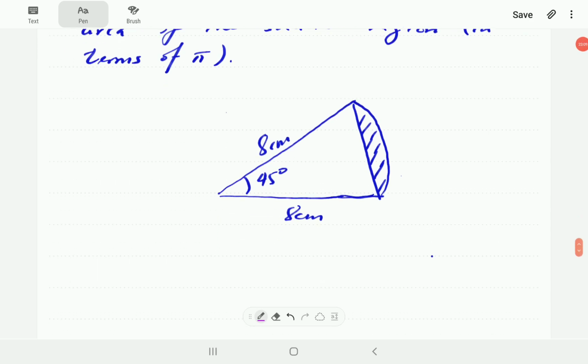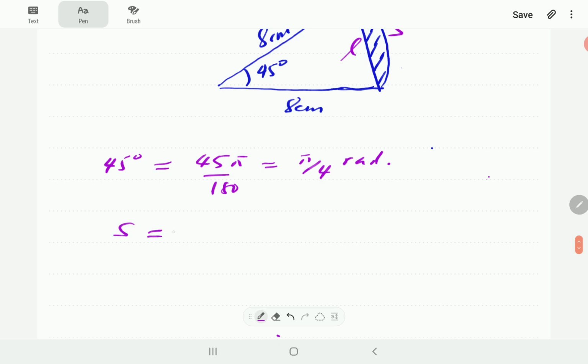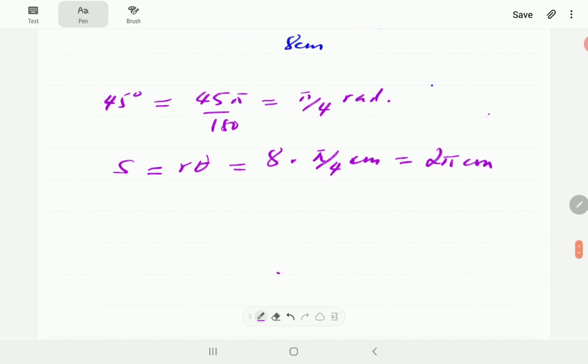Alright, so let's work through this. For the perimeter, I've called this side L. Obviously this side is the arc length. We're going to start by converting 45 degrees to radians. So we multiply by pi and divide by 180. So it's going to be pi over 4 radians. So the arc length, which is simply r times theta, is 8 times pi over 4. So the length of the curved side of the region is 2 pi centimeters.